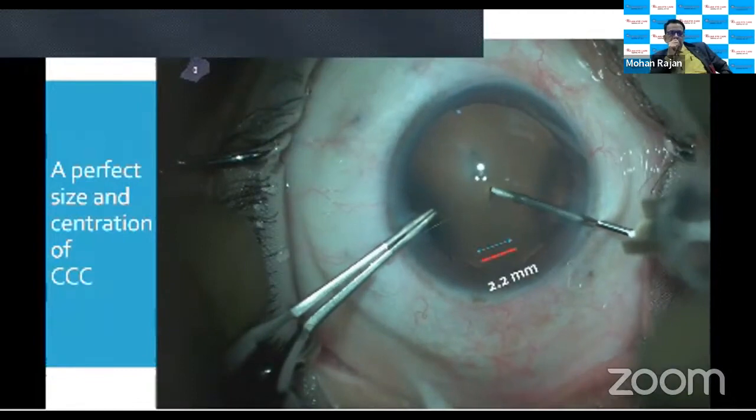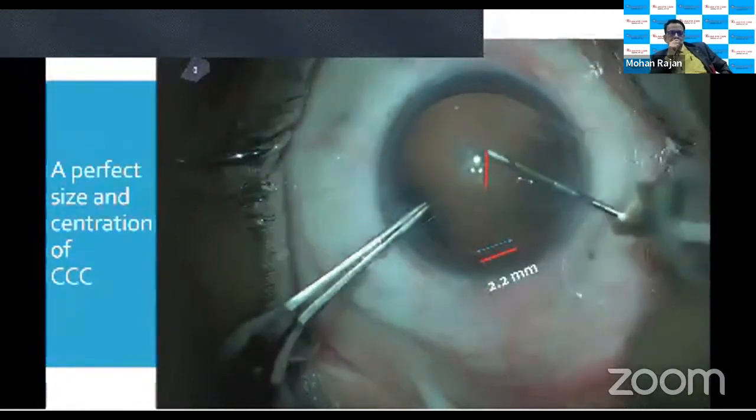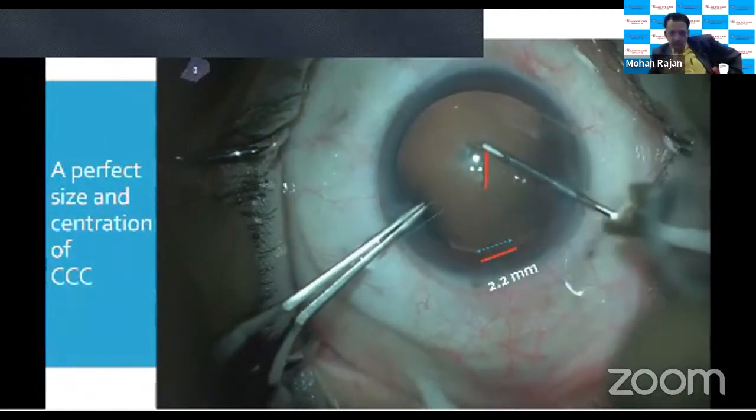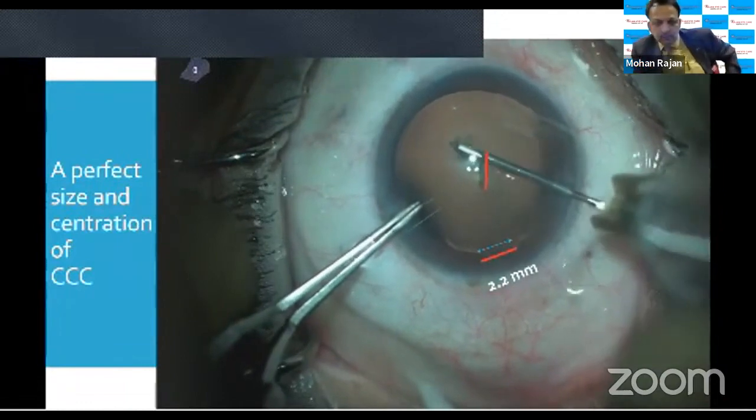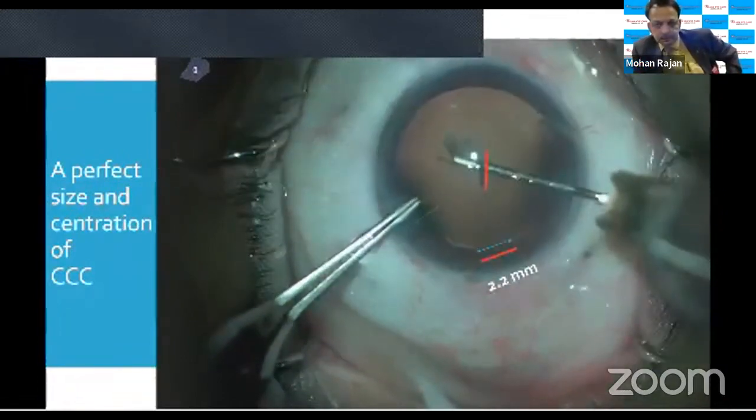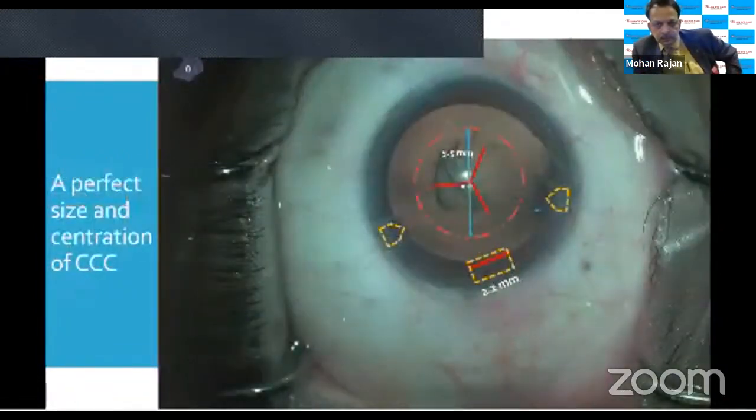So just create the mental marking of this main port entry and start making the neck from the center. Create a little bit larger neck than that and start doing the CCC. And the end result is amazing. You can see approximately 5.5 mm of size with proper centration.